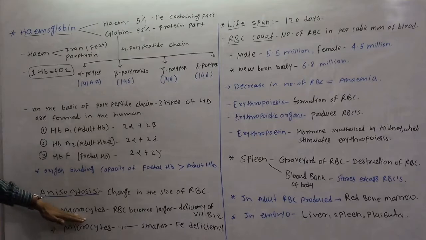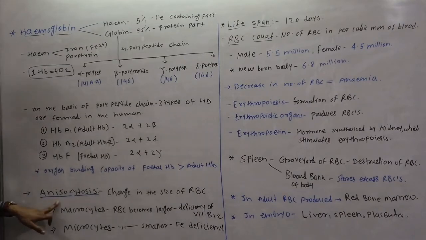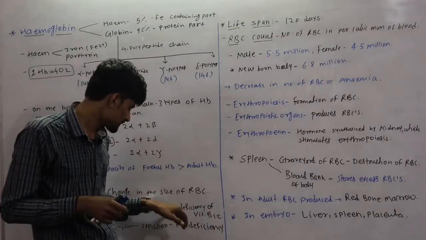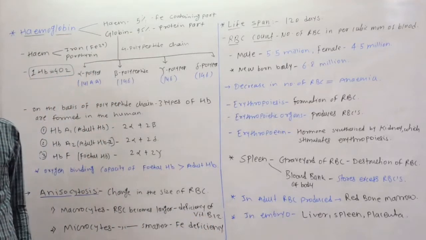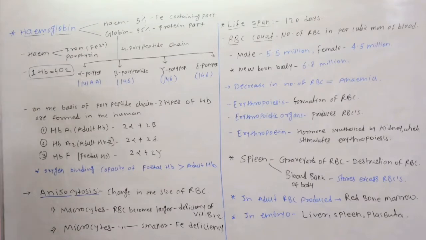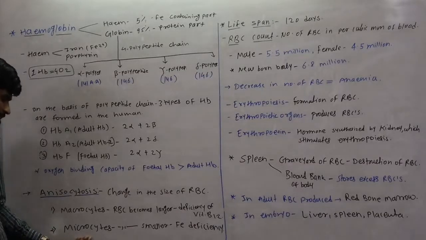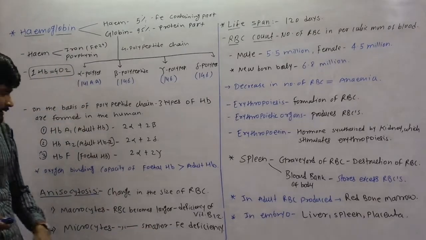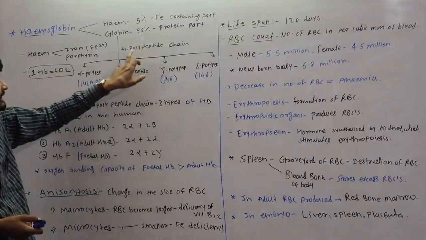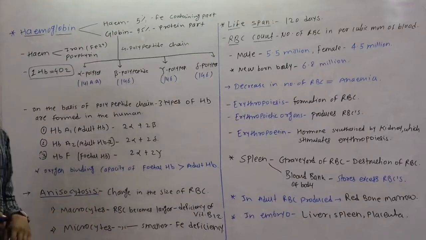You know that macro means larger. So RBC becomes larger than the normal size. That condition is called macrocytes. And this macrocyte condition is due to the deficiency of vitamin B12. When there is a deficiency of vitamin B12, it causes macrocytes. Okay, it is called macrocytic anemia. Then microcytes. Microcytes means RBC becomes smaller, and it occurs in iron deficiency anemia. It occurs in iron deficiency because the iron is present in the hemoglobin. Students, Fe2+. So that is the anisocytosis.